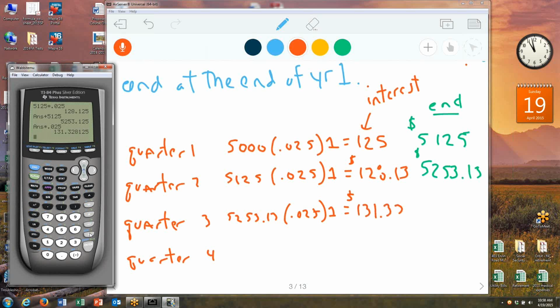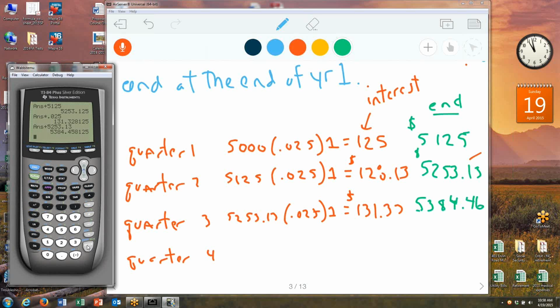And then add that to what I started with, which in this case was the $5,253.13. And I get $5,384.46. I'll do that in green. Not that I need to do in green, but I'll be consistent. Okay, so we got 1 more quarter to go.